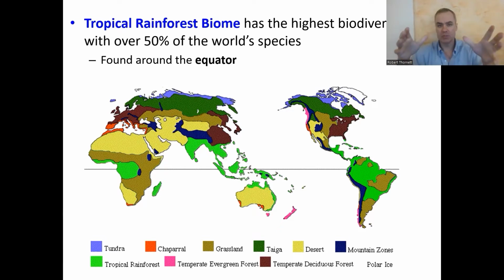Over half of the world's species can be found in the tropical rainforest biome. You can look on the map and see that this biome hovers right in the tropics, between the Tropic of Cancer and the Tropic of Capricorn, 23.5 north and 23.5 south. That's where the rainforest can be found. Places like the biggest rainforest in the world, the Amazon in South America, and the second biggest, the Congo rainforest in Central Africa. You also have rainforests in Southeast Asia, in Thailand, Malaysia, Indonesia, and the Philippines.